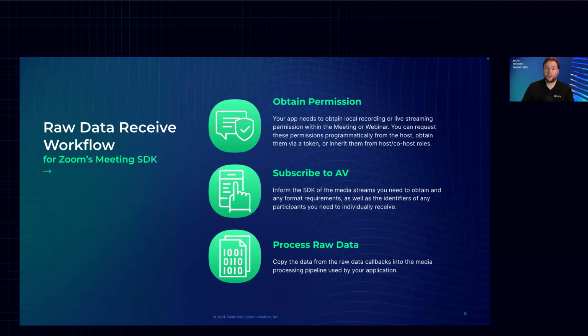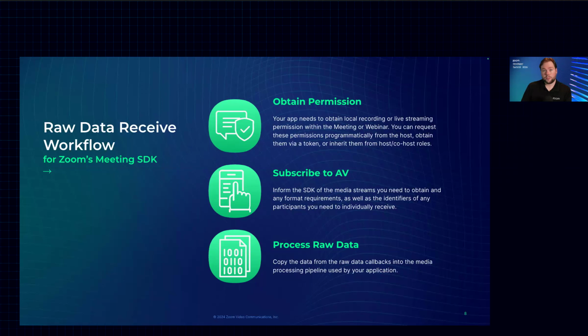There's a flow for how we do this inside of our meeting SDK. And step one is obtaining permission. You need to get either local recording or live streaming permission within a meeting or webinar. You can get this programmatically, or you can get it through the host, granting you a role like a co-host or transferring host to you, granularly providing the permission like local recording permission, or doing it via a token. So there's a lot of different tools in the meeting SDK to help you get the permission, but that's where you start.